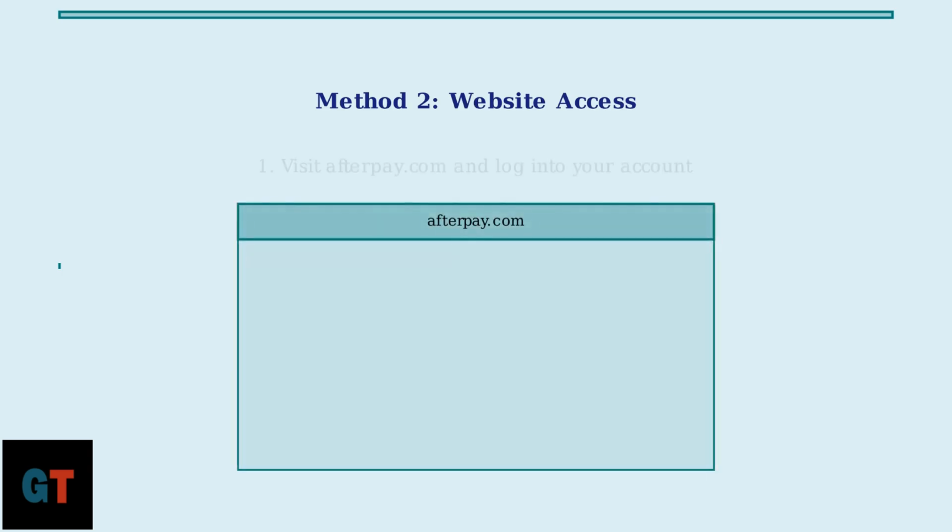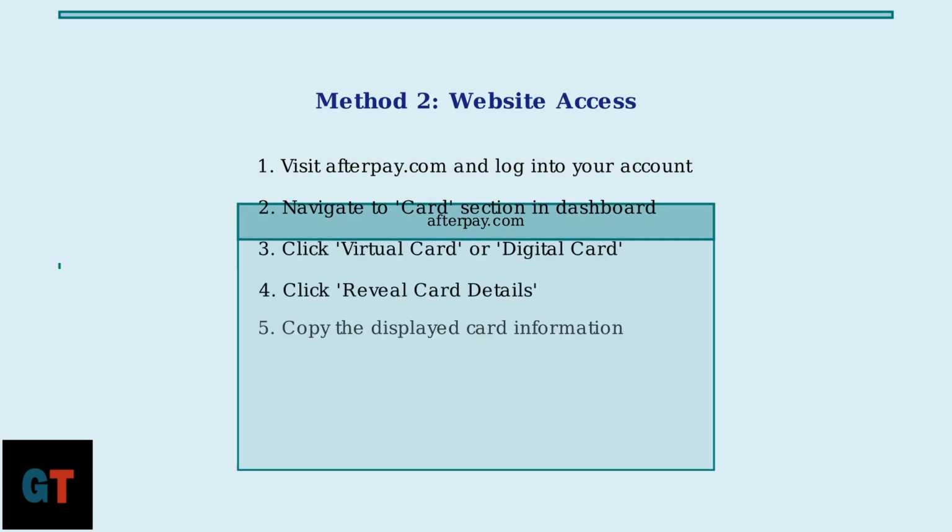The second method is accessing your virtual card through the Afterpay website on your computer or mobile browser. Visit afterpay.com and log into your account. Navigate to the card section in your dashboard, then click Virtual Card or Digital Card. Click Reveal Card Details to view your card information, then copy the details for your purchase.